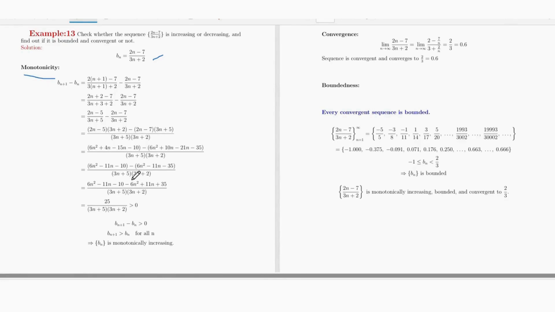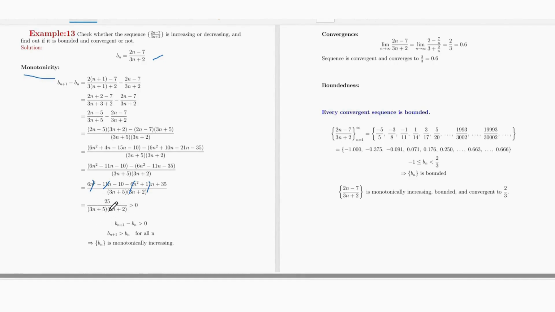Now open the bracket. So 6n square minus 11n minus 10. Here the negative sign is there, so everywhere the sign is reversed. So 6n square plus 11n plus 35 upon the denominator. Now 6n square, plus and minus cancel out. Again minus 11n plus 11n cancel out. Minus 10 plus 35 is plus 25 upon the denominator. Check whether this quantity is positive or negative.